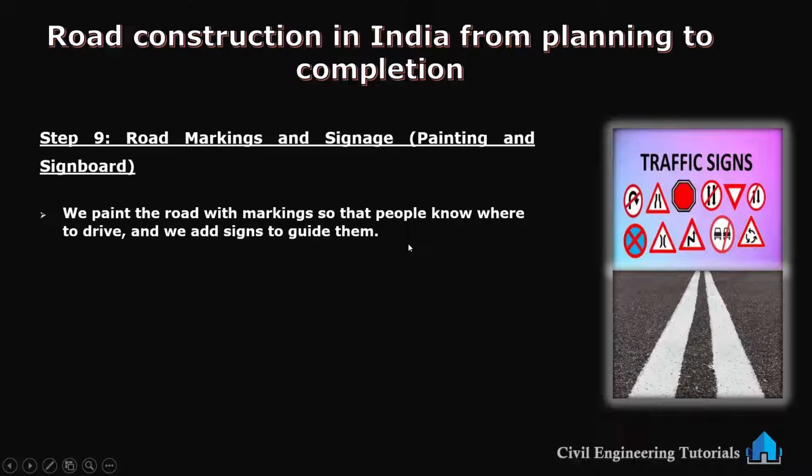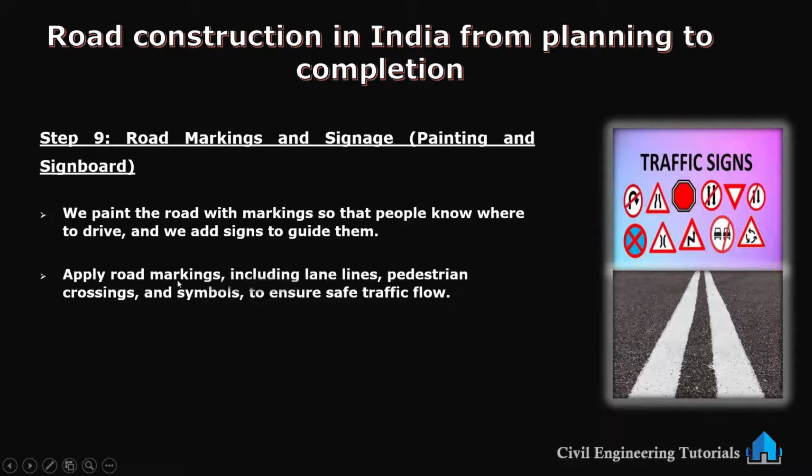Okay, this is signs. So this is step number 9. Think about playing a game with friends, and you need to mark boundaries so everyone knows where to play. On the path, you paint white lines to show where pedestrians and vehicles should walk or drive. You also put up signs, just like in board games, to indicate directions and warn people about any dangers ahead. So this is the example I am giving.